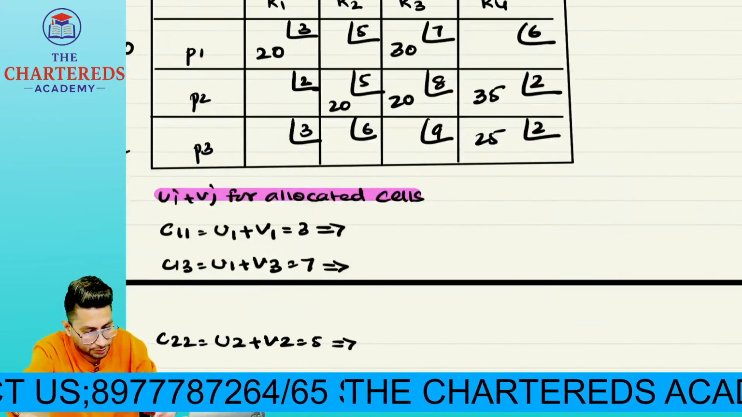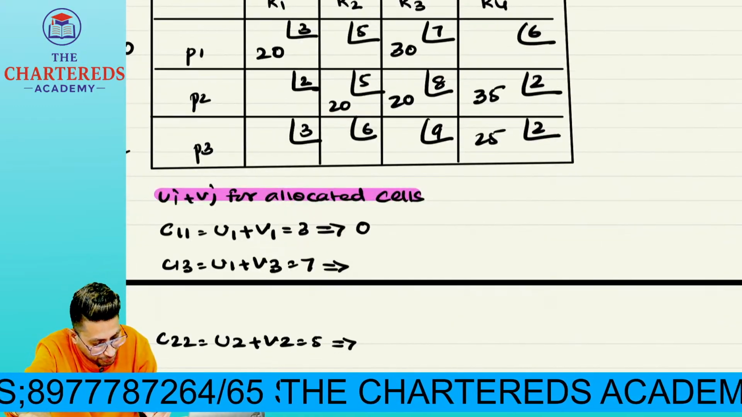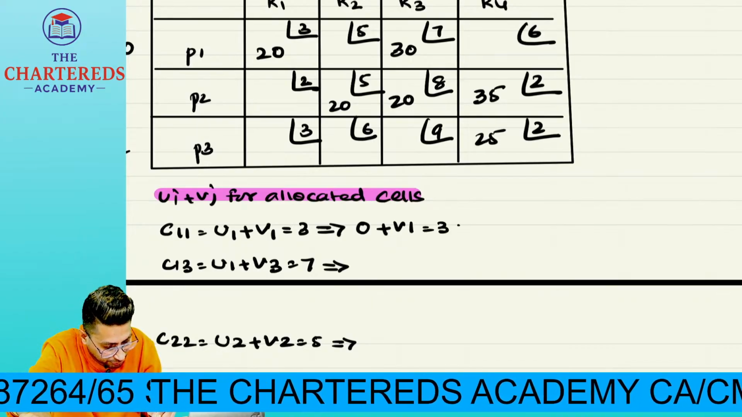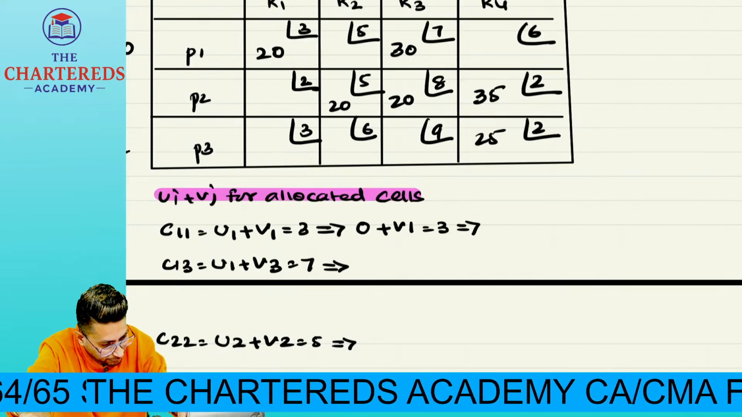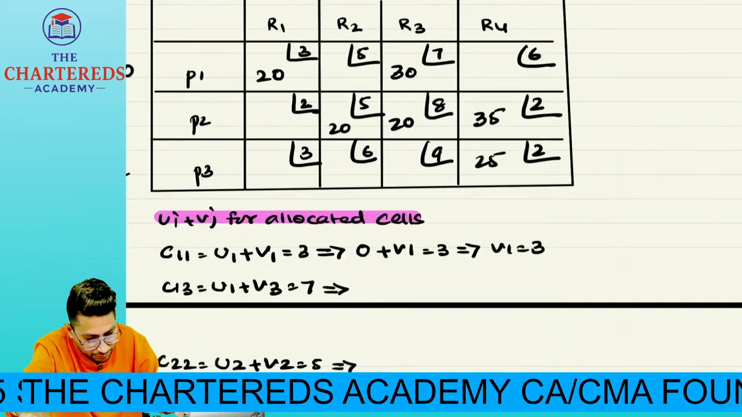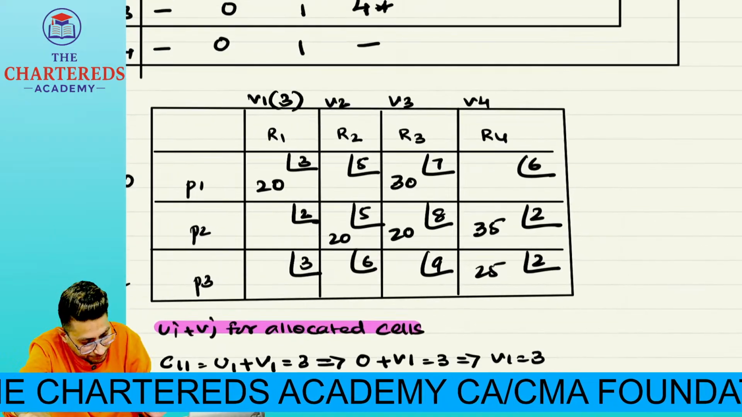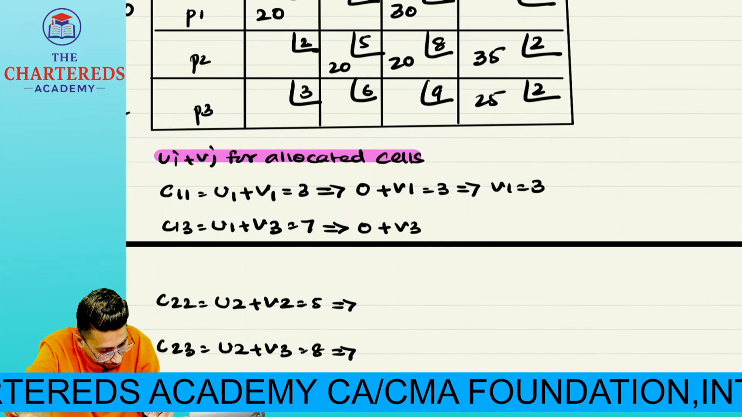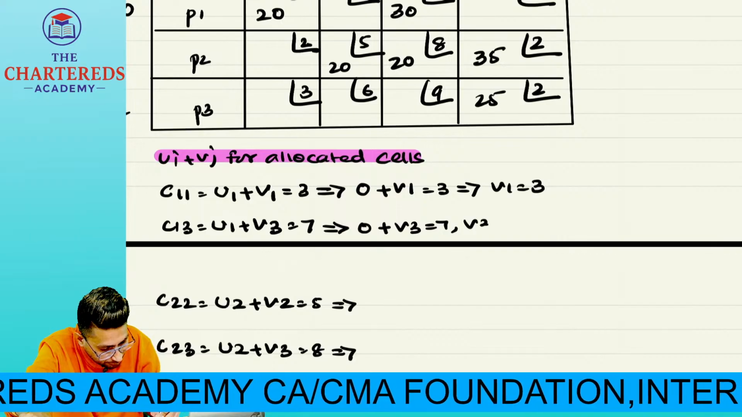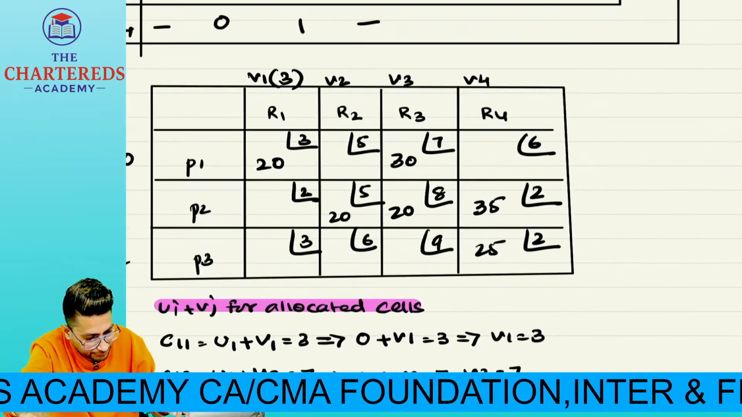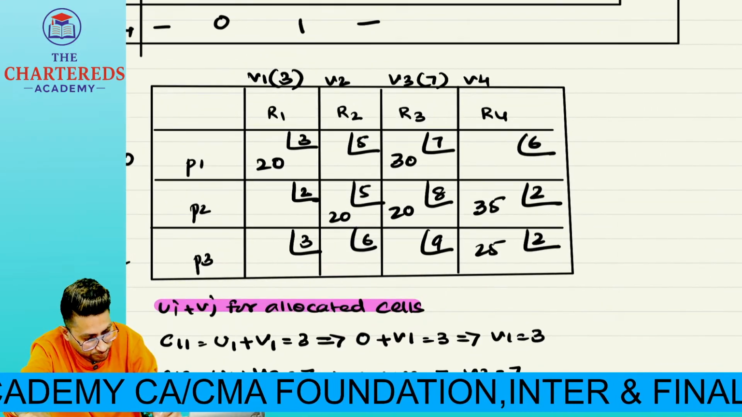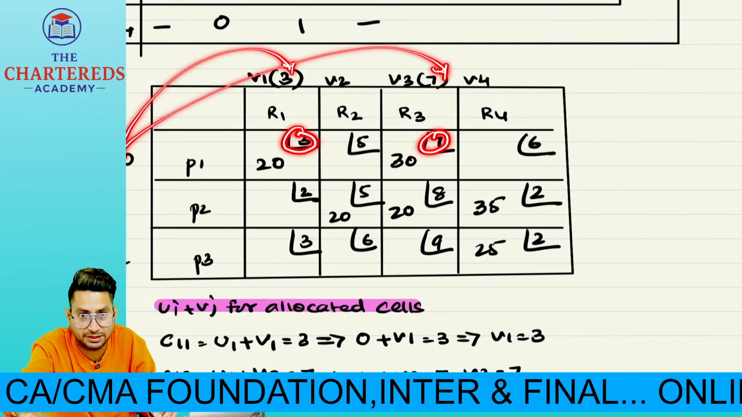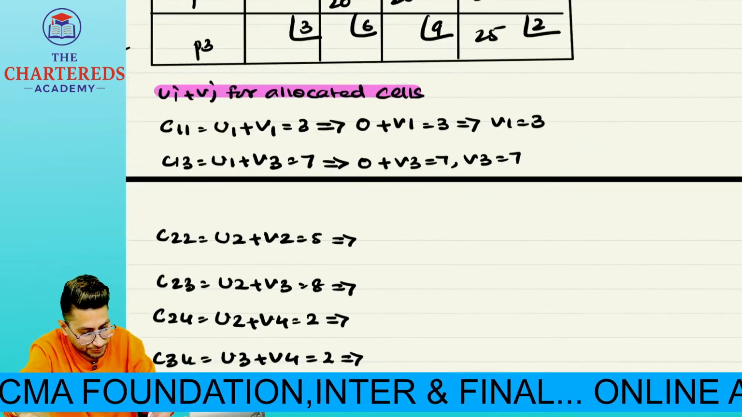Now, see here. We have assumed U1 to be 0. V1, I have no idea, is equal to 3. Then V1 will be equal to 3. Next, U1 is 0. V3, I don't know, is equal to 7. V3 is equal to 7. Now we are getting 0 plus 3, 3. 0 plus 7, 7.